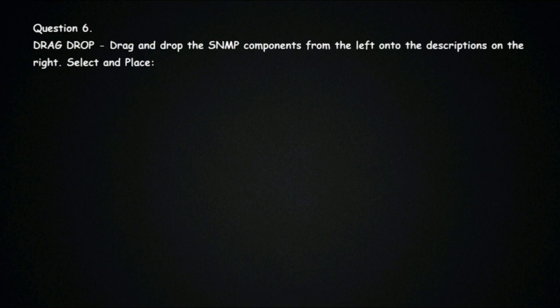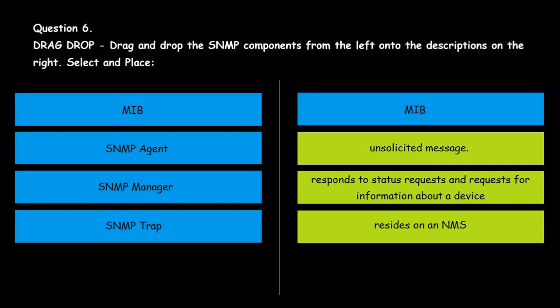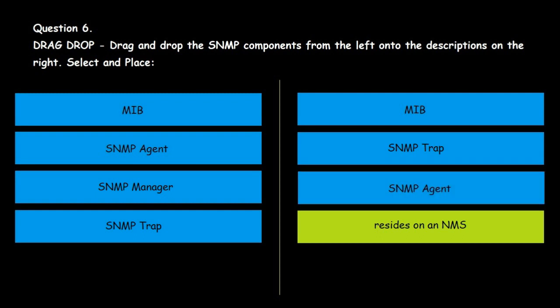Question 6. Drag and drop. Drag and drop the SNMP components from the left onto the descriptions on the right. Select and place. Let's see the answers. MIB indicates collection of variables that can be monitored. SNMP trap is an unsolicited message. SNMP agent responds to status requests and requests for information about a device. SNMP manager resides on an NMS, network management system.